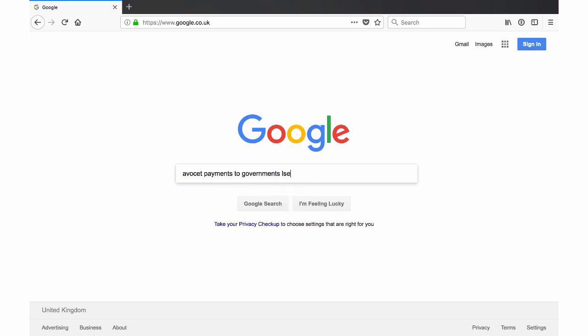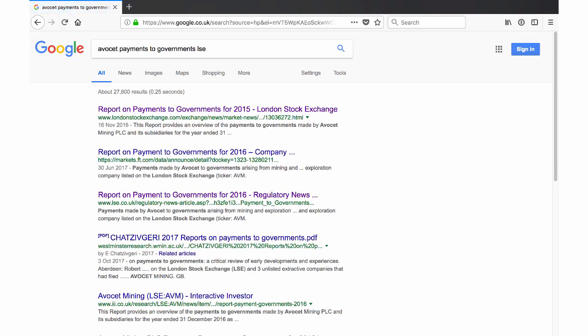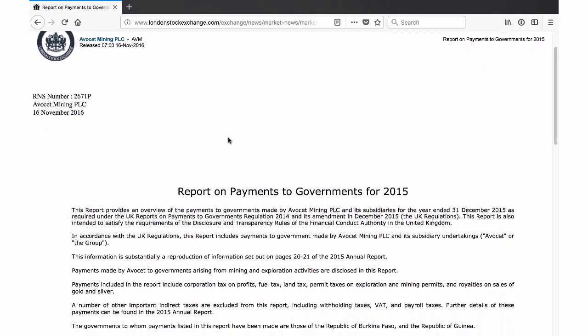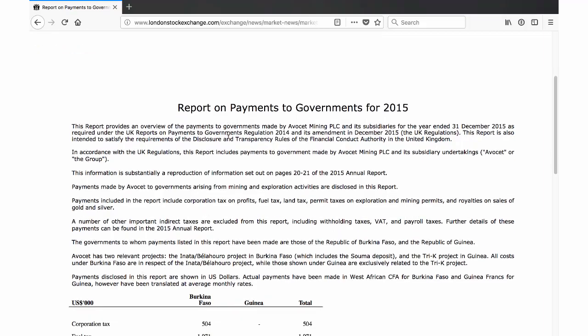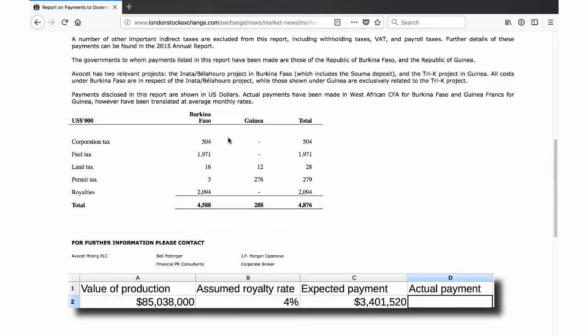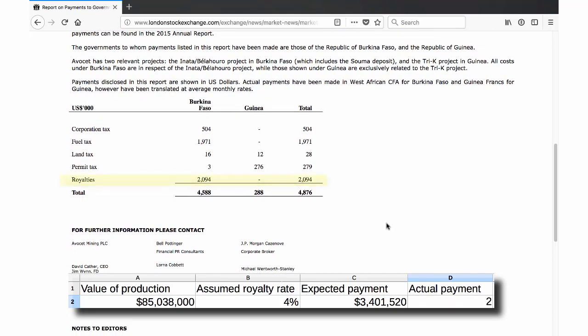The final piece of information we need is how much Avocet actually paid in royalties, which is given in the company's Payments to Governments report. A quick internet search for Avocet and Payments to Governments provides the document. We can see that the royalties paid for the Inata Burkina Faso project were $2,094,000.